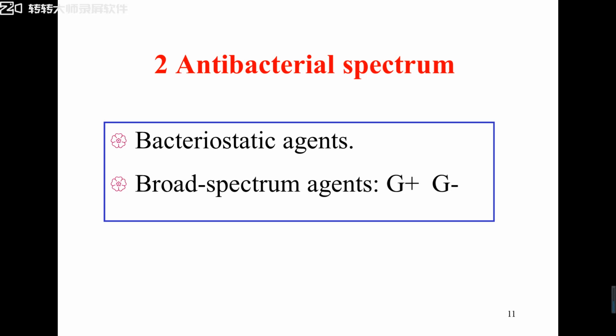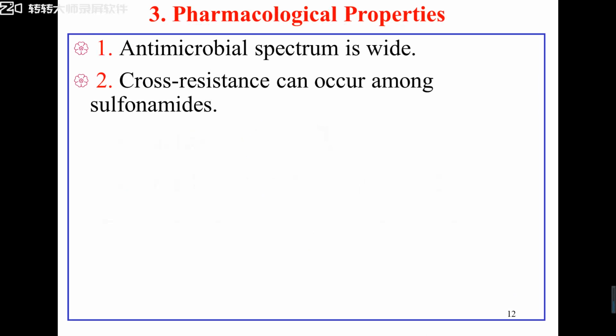Antimicrobial spectrum and pharmacological effects of sulfonamides. Two words. The first word, bacteriostatic: they inhibit and arrest growth. The second word, broad spectrum agents: they can inhibit gram-positive, gram-negative, and some special bacteria. The features, the pharmacological properties of sulfonamides. The first one, the antimicrobial spectrum is broad. The second one, cross resistance can occur among sulfonamides. We have explained this word several times.